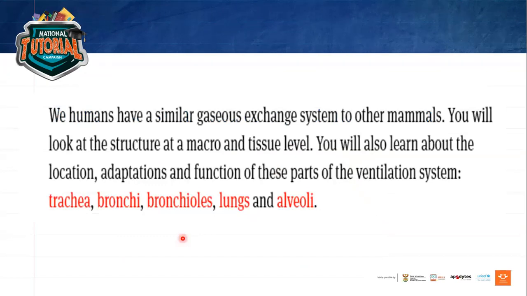As humans, gaseous exchange happens in all living things. But we human beings have a similar gaseous exchange system to other mammals because our structures are pretty much similar. So that's why we would have a similar gaseous exchange system. As we move on, we'll look at the structure at a macro and tissue level.